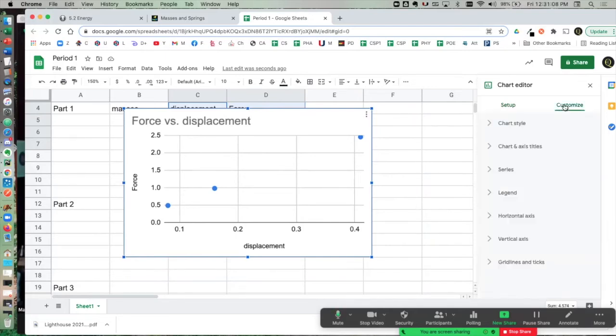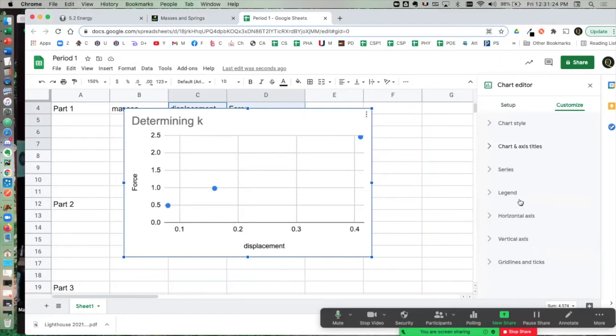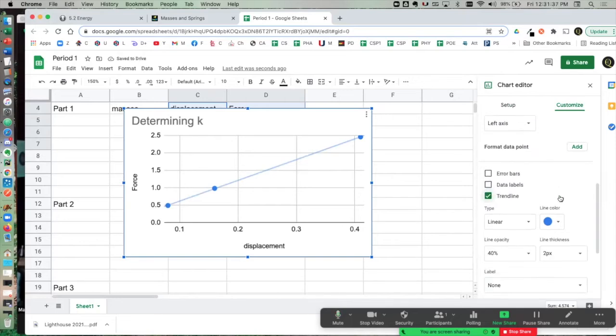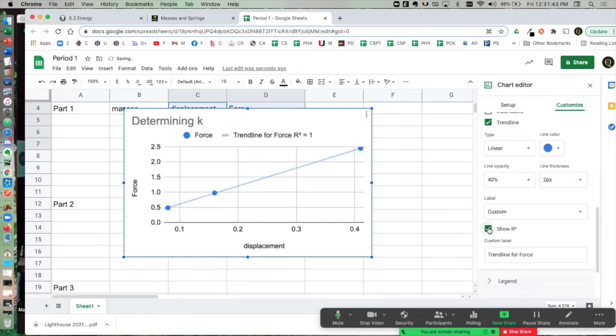All right, so customize. Click the customize tab and chart and axis titles. Let's at least put in a chart title. Determining K. That's what I'm doing. Okay. All right, we want to go to the most important part on this customize tab, which is the series, right? Series. And come all the way down and you'll see trend line. That is a really nice trend line. Show R squared if you want to. Ooh, 1. Wow. Okay, I'm going to unclick that and take that back off because I don't really need it.